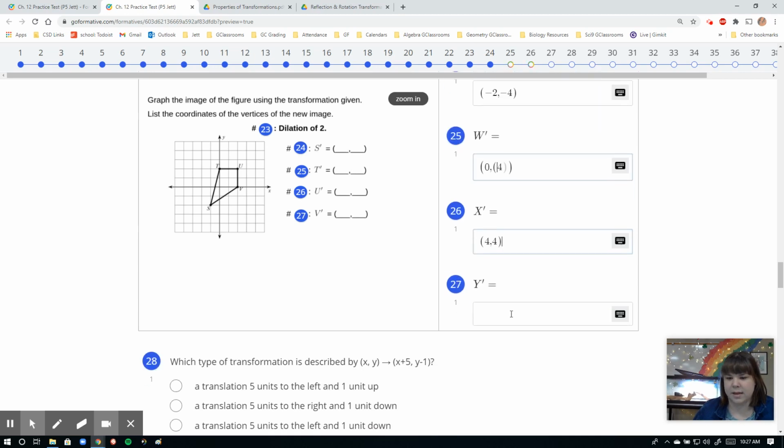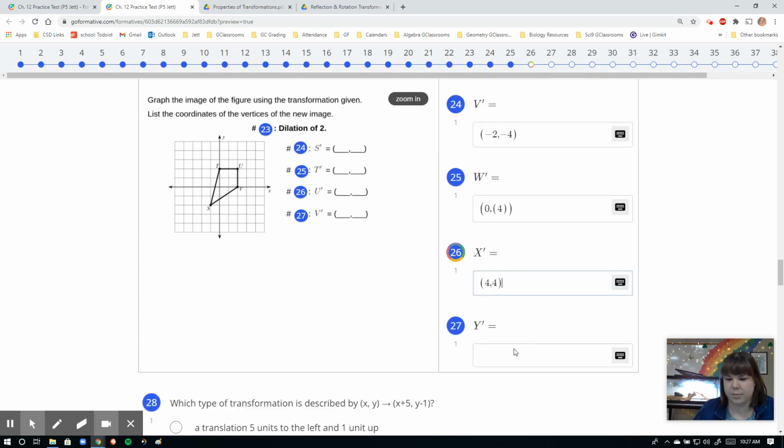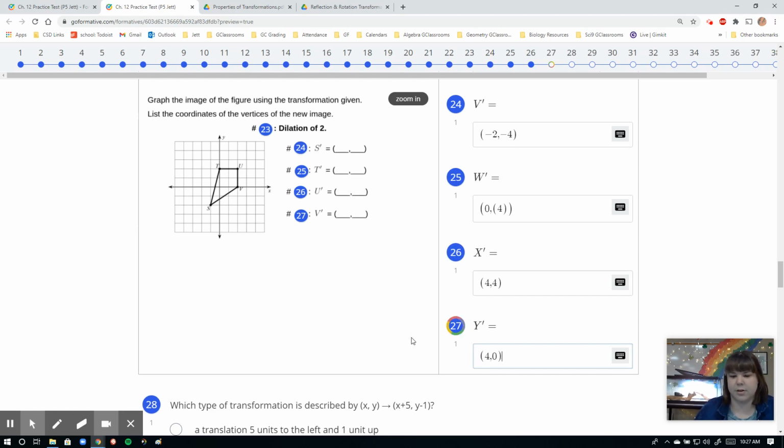There we go. And then V prime is 4, 0. Okay. Plotted all those points. Great. Let's move on to the next one.